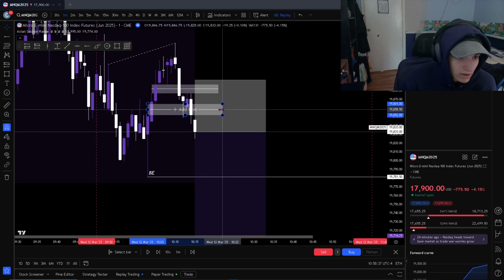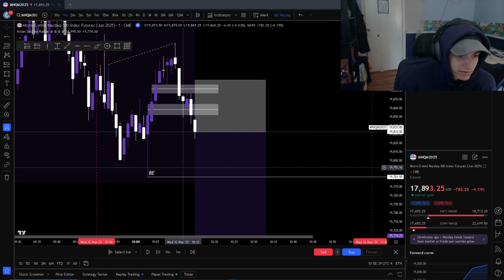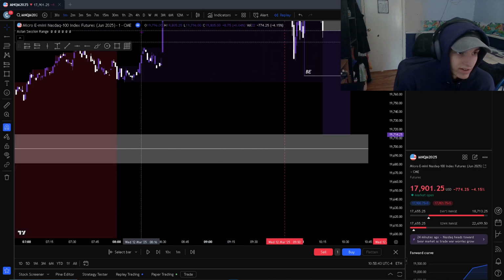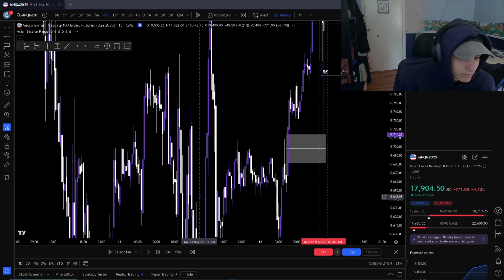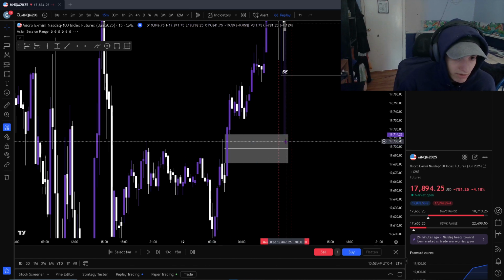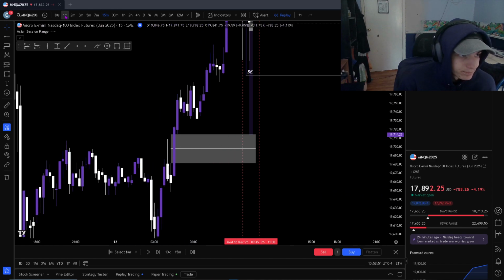And I have my stop loss above both fair value gaps that we inversed, and then my take profit is right at the beginning of a 15-minute fair value gap. See, 15-minute fair value gap here. See my take profit is right at the beginning of that.